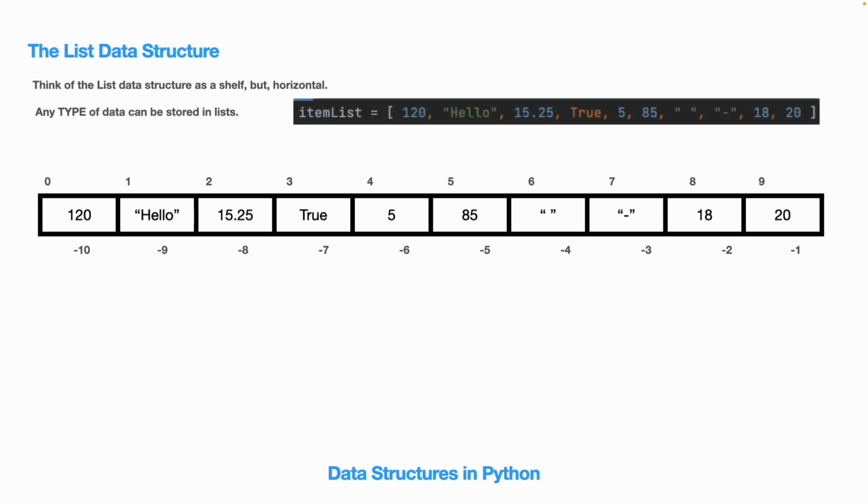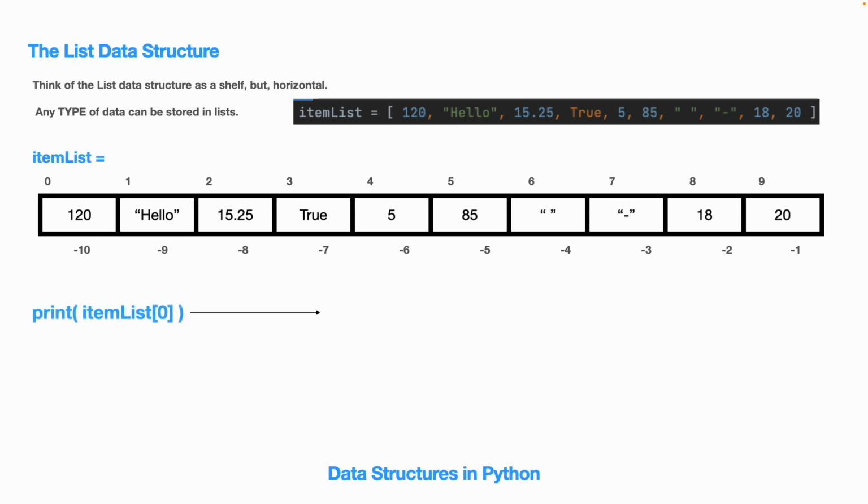Now, to actually define this list in Python, you would first give this list a name. So let's give this list a name, item list, make that equal to the items in the list. So in this case, you'd use an opening square bracket followed by all the items that you'd want to store inside this list, separated by a comma and, well, a closing square bracket.